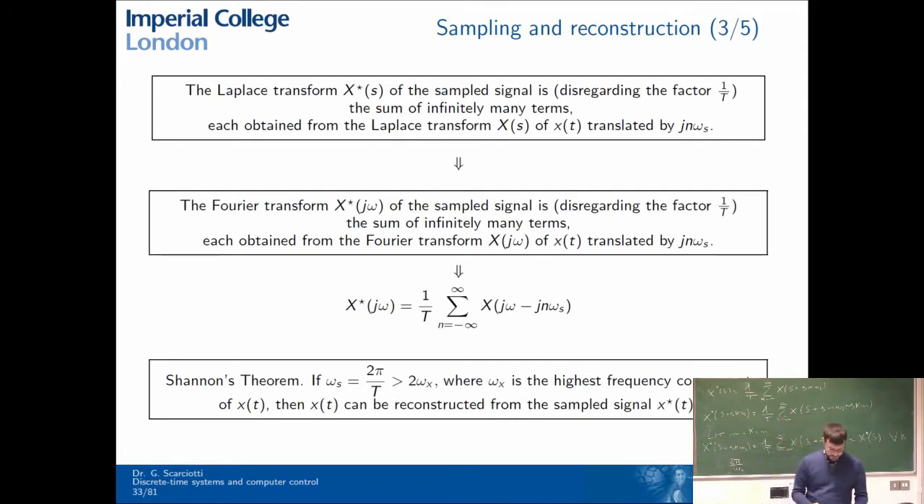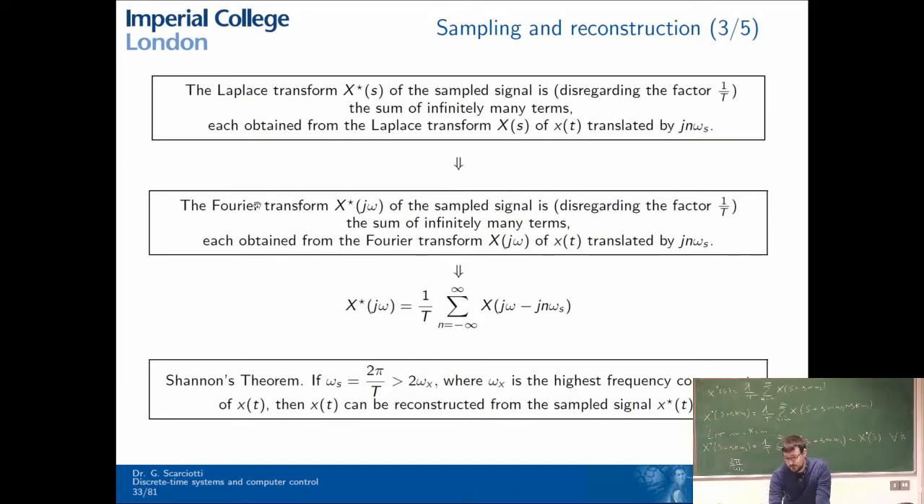Let's see why we want to make a sketch of x star of s. We want to do it because of the next result that we have here. Let's look at the frequency response of x star. To obtain that, we just replace s with j omega. So instead of computing the Laplace transform x star of s, we compute the Fourier transform x star of j omega. What happened is that this result is exactly equal to this result. We said that the Laplace transform x star of s is the sum of infinitely many terms, where each term is the Laplace transform of x of s shifted by j n omega s.